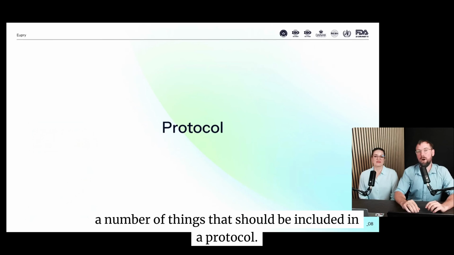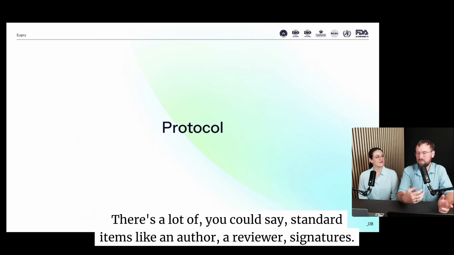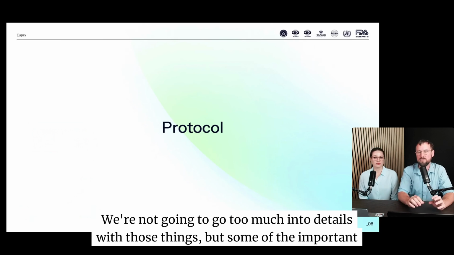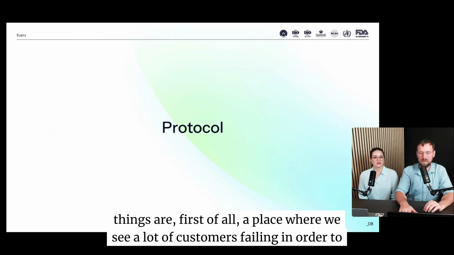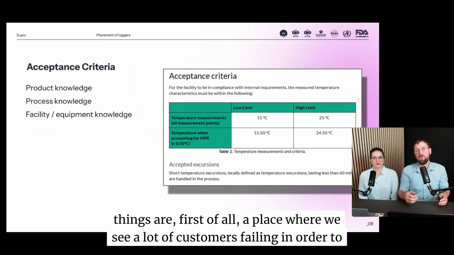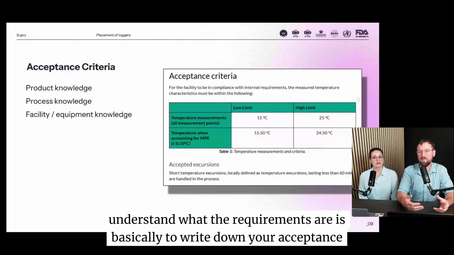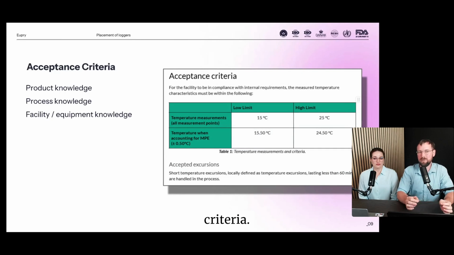There are a number of things that should be included in a protocol. There's a lot of, you could say, standard items like an author, a reviewer, signatures. We're not going to go too much into details with those things, but some of the important things are, first of all, a place where we see a lot of customers failing in order to understand what their requirements are, is basically to write down your acceptance criteria.